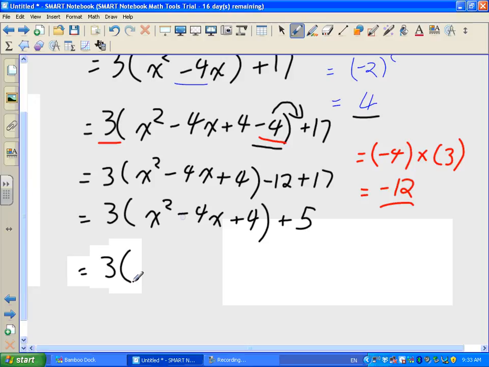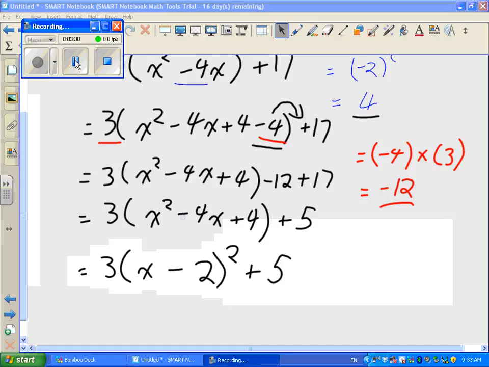So I have 3. My first term, because we found the square root, was going to be an x. My last term was going to be a 2 because we found the square root of that. And because that's a negative, we put a negative inside. Put a square at the top. That's it. That is our final answer.